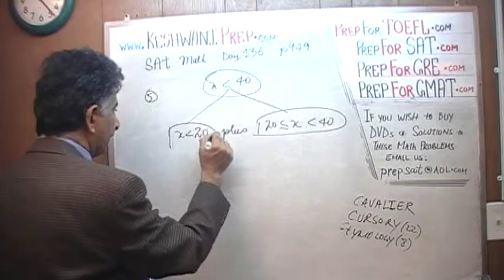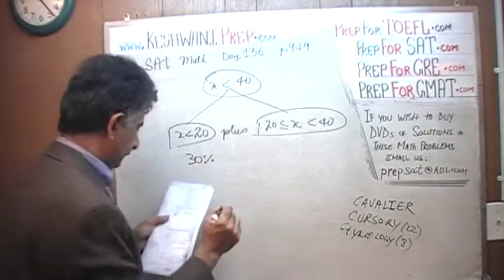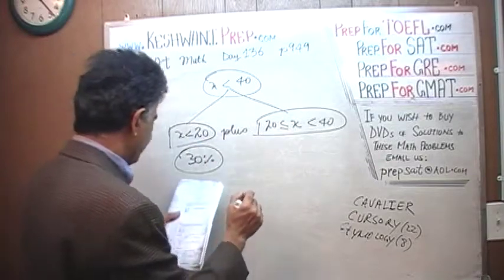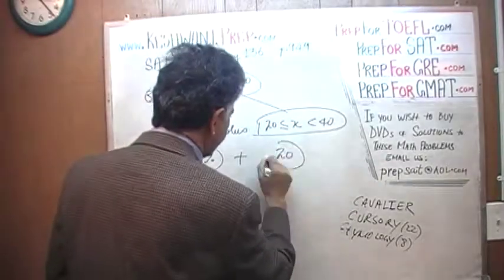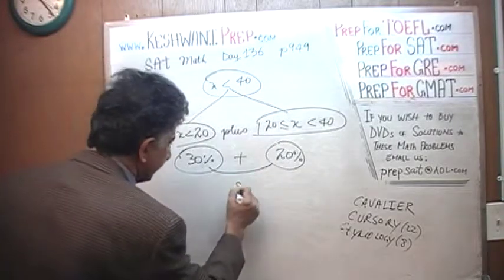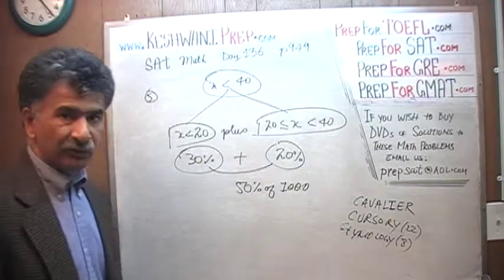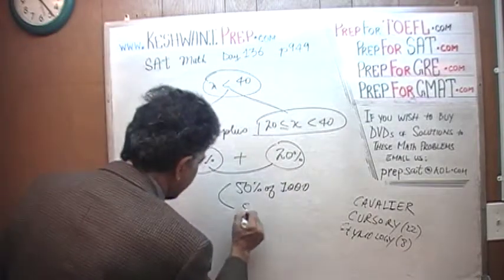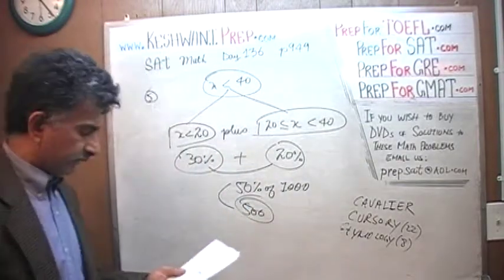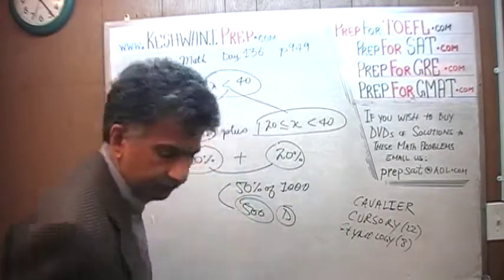And this first category, if you look at the chart there, we are told that it is 30%. Second category, we are told, is 20%, so 20% plus 30% is 50%, and 50% of 1,000. We are told that we surveyed 1,000 people. 50% of 1,000, of course, is half, which is 500. The answer is D.